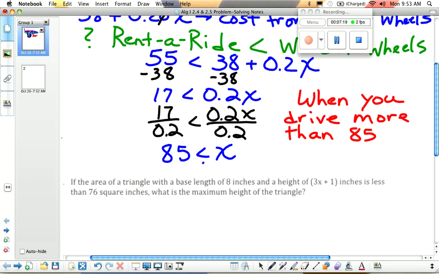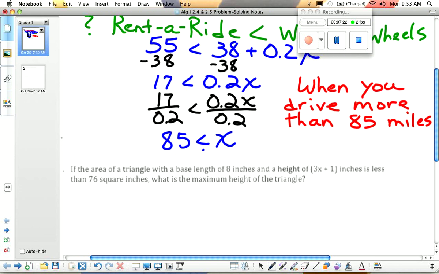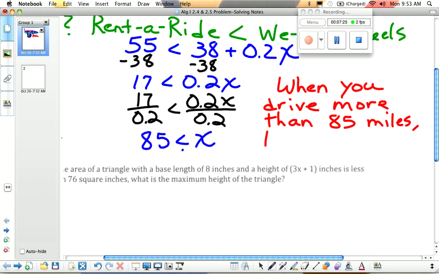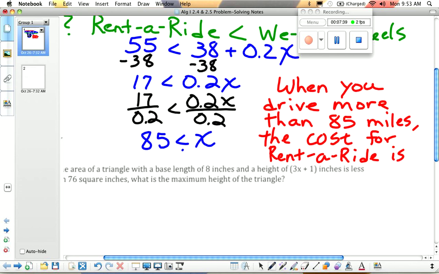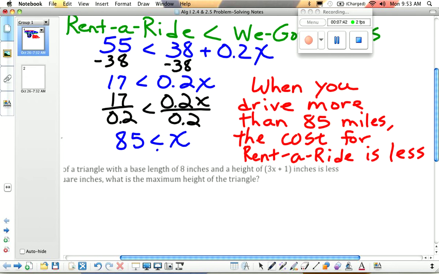So when you drive more than 85 miles, the cost, let's be complete, the cost for rent-a-ride is less. Because that's what we were looking for. When is the cost for rent-a-ride less than it is for We Got Wheels? Well, if you plan on putting on more than 85 miles, go with rent-a-ride, right? If you plan on putting on less than 85 miles or even 85 miles, then go with We Got Wheels, the one that charges you per mile.